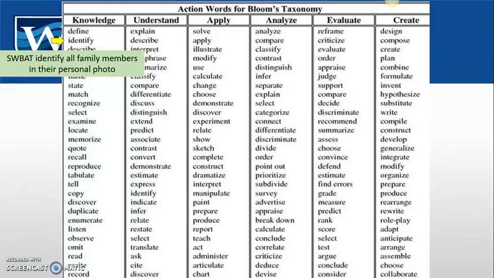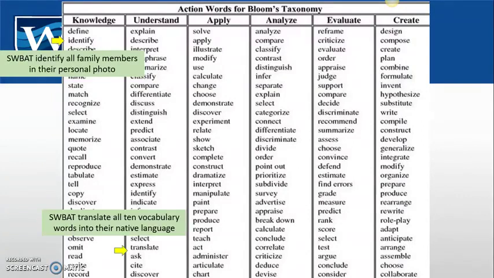Identify. Students will be able to identify all family members in their personal photo. Can you measure that? Yes, because if a student is looking at a photo and they're able to say, this is my mom, this is my dad, that's my grandma, that's my aunt, if they're able to identify all those family members, they have completed that assignment. They've accomplished it, right? You can say, oh, they got 2 wrong, they got 5 wrong, but this is something that you can measure. Let's take another one.